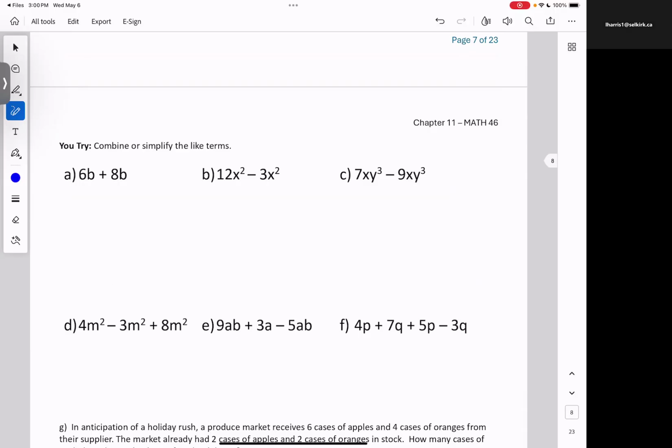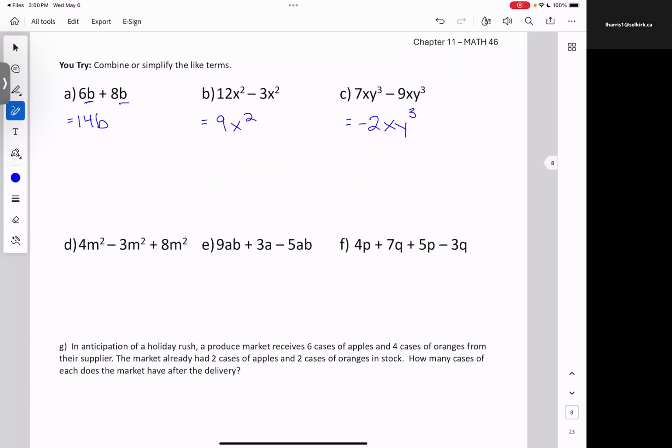And let's do this together now. So we've got 6b plus 8b, so those are like terms. And so we end up with 14b's. In this next one, we would get 9x squared. And in C, we would have 7 minus 9 gives us negative 2. So we have negative 2xy cubed.